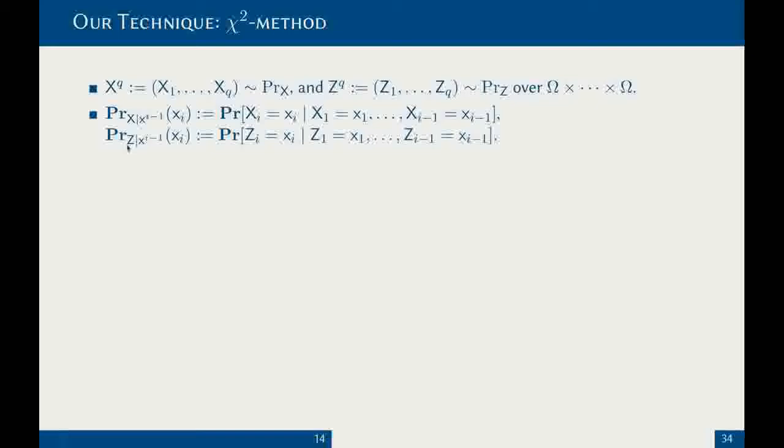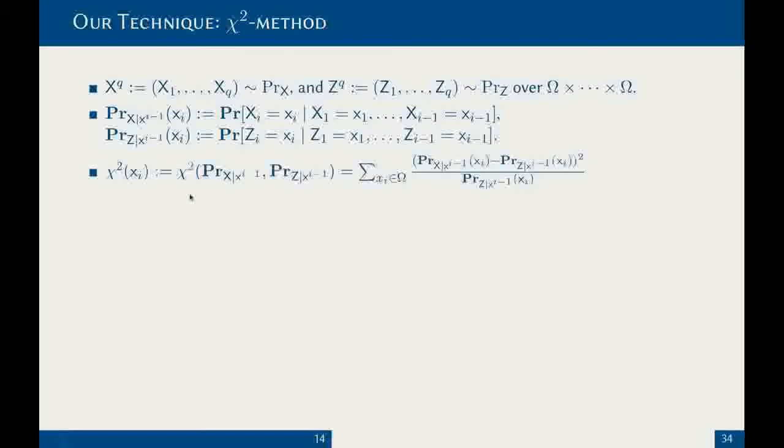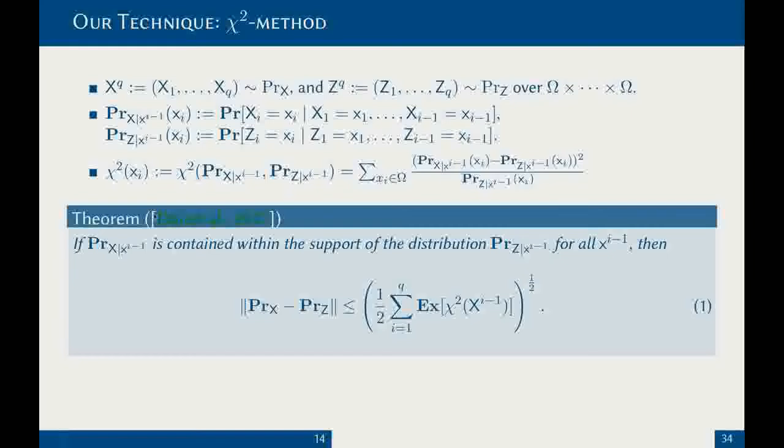Now, we can define these conditional distributions. So, x to the i minus 1 is the tuple x1 to x i minus 1. These are fixed values. So, we have these two conditional distributions. Now, we can define their chi-square distance, and then the chi-square method states that the statistical distance between these two joint distributions is upper bounded by this quantity. Now, this is the expected chi-square distance, where the expectation is taken over the random choice of x1 to x i minus 1. Here small x1 to small x i minus 1 are fixed values. Now, we make them random and sample them as per this distribution.